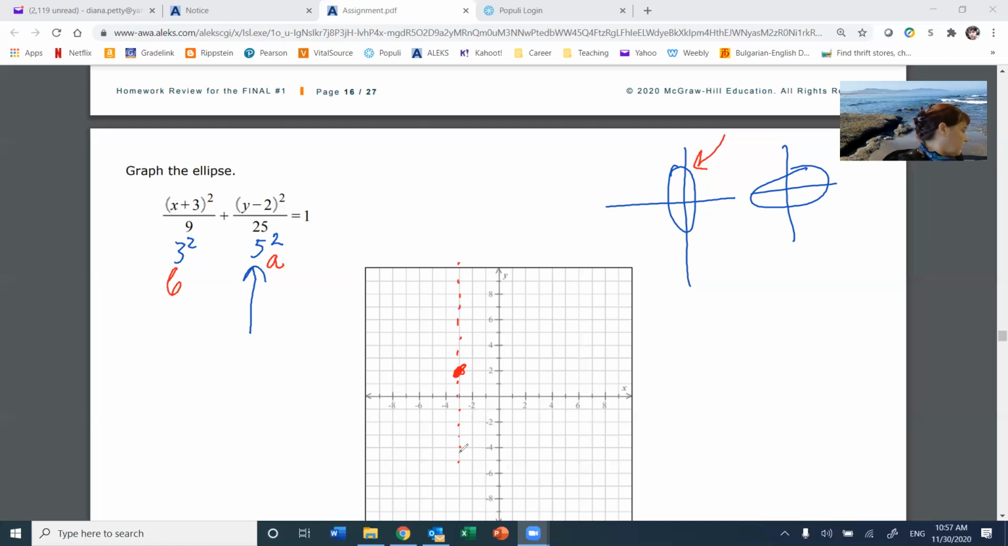Yeah, A is the vertex. So we're going 5 from 2, so 7. Right here is 1, 3. This is the other one. This is the major axis. Now we need to do the B, which is 3. Was it 3? Oh, it's right here. 1, 2, 3. Oh, this is enough to graph it, really.